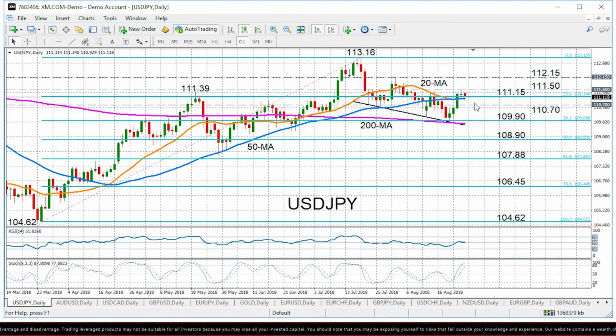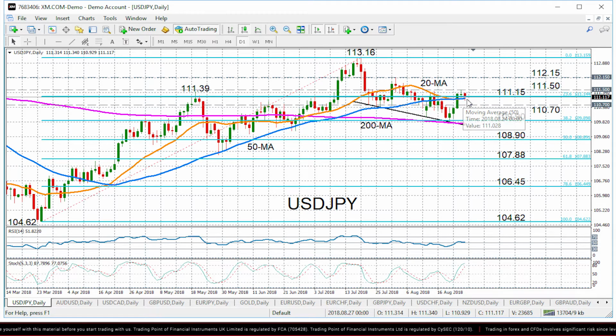If we do see stronger upside momentum, prices might be able to break above the nearest resistance level around 111.50. A break above that level would open the way towards 112.15. That was a top from back in July, and that would also open the way towards the 6 months high of 113.16, also from July.